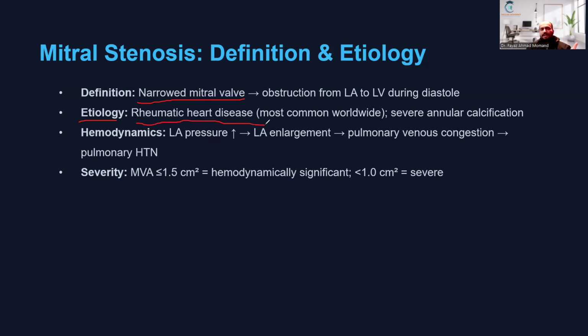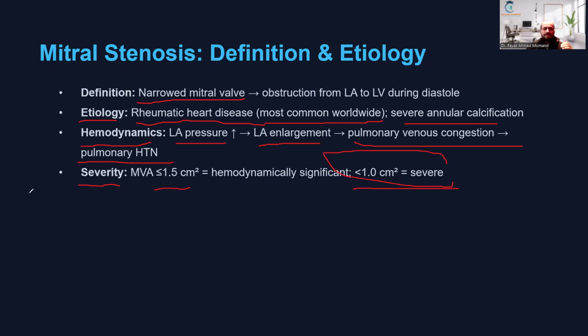Etiology, rheumatic heart disease is most common worldwide, and calcification can happen over time. Hemodynamically, left atrial pressure increases. This causes left atrial enlargement, which causes pulmonary venous congestion and pulmonary hypertension. Severity is based on mitral valve area. If it is 1.5 or less, then it becomes hemodynamically significant. Valve area of 1.0 or less is considered severe, and they usually require surgical treatment.